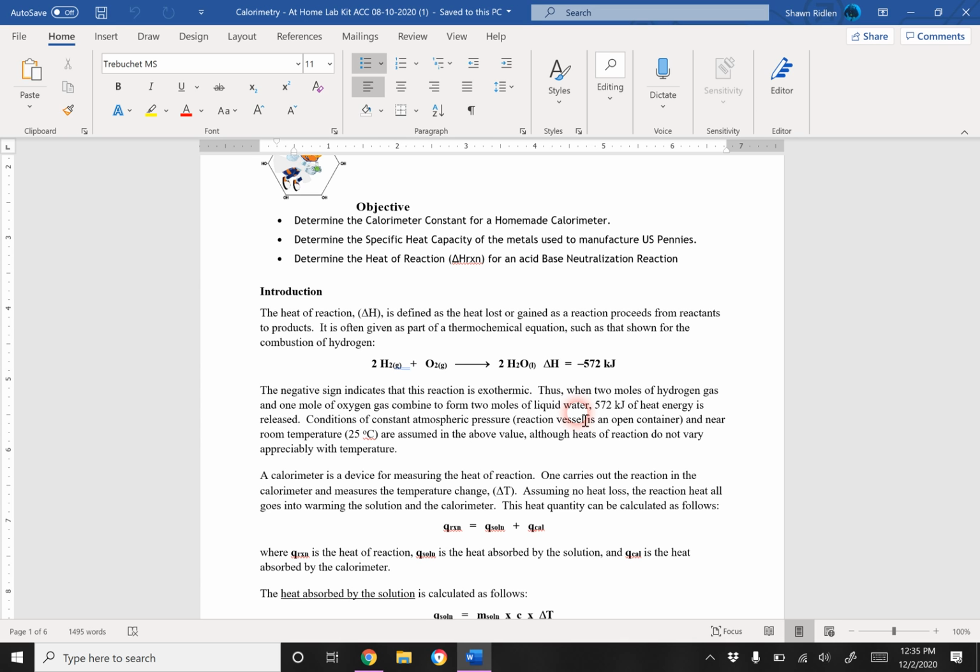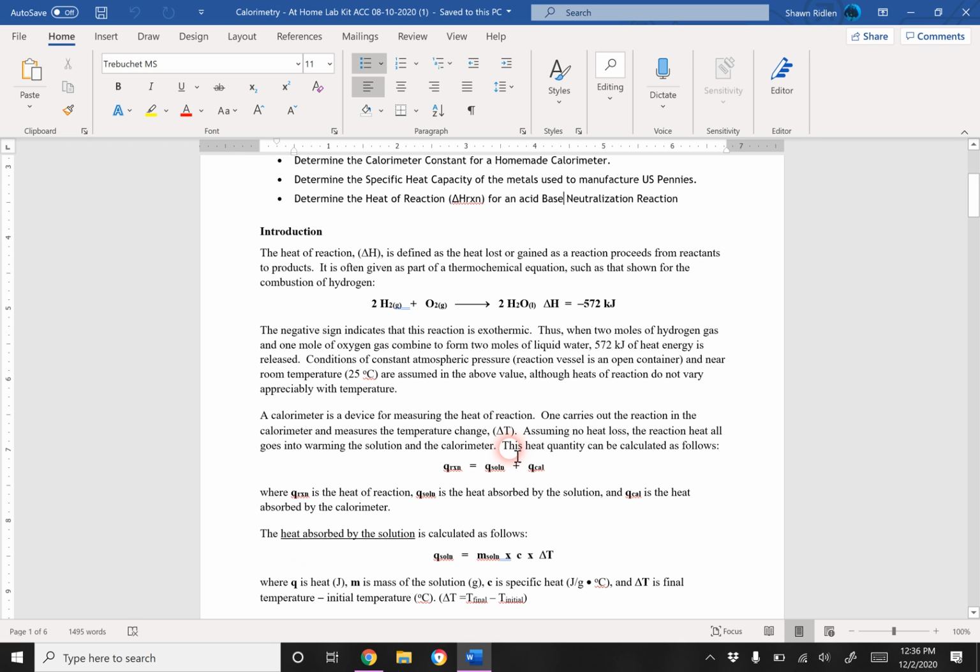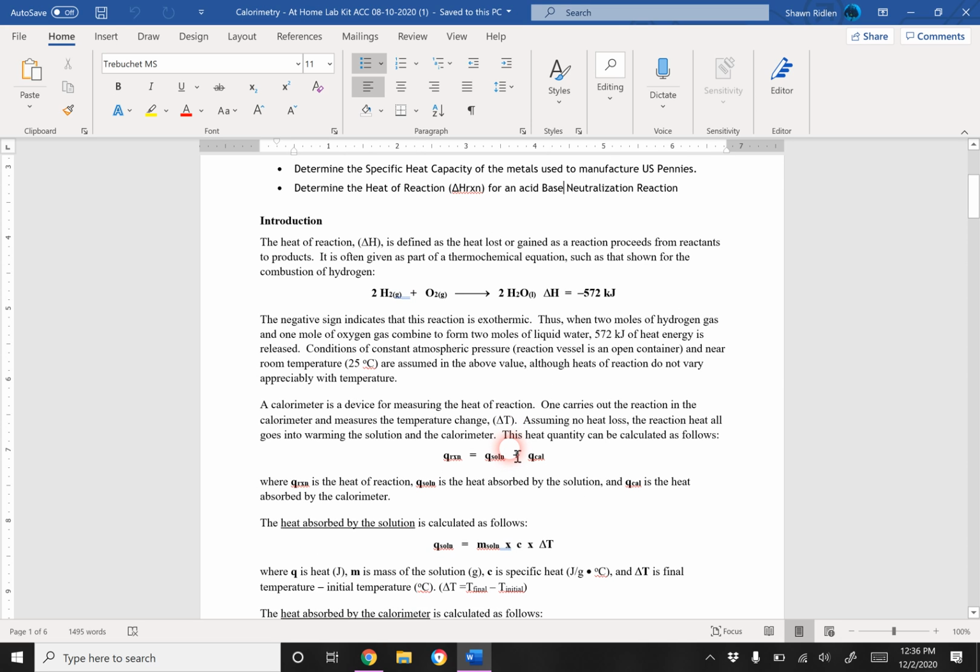And generally, we see that this is exothermic, and that's generally true for forming bonds. So if I'm breaking bonds, I usually have to put energy in. If I'm forming bonds, I usually release energy. So we see that the formation of water is an exothermic reaction. One way to measure this type of thing, the enthalpy change in a reaction, is by using a calorimeter.